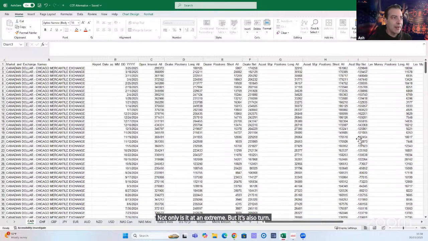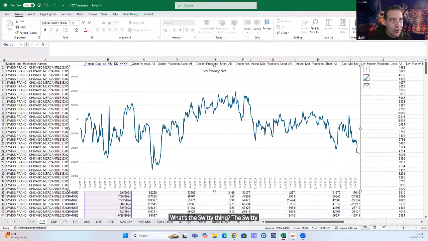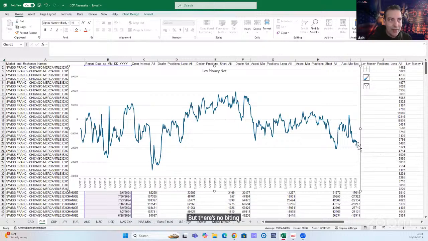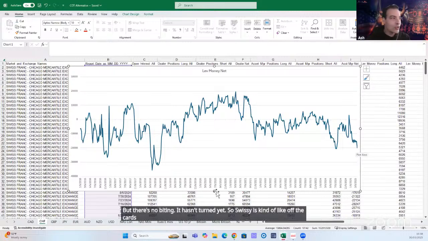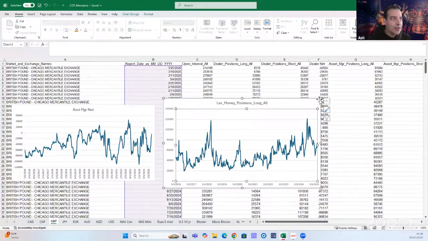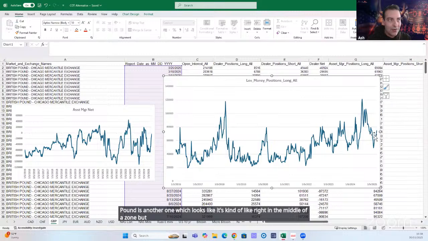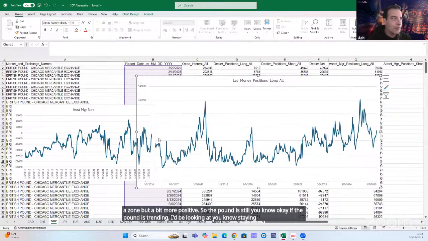What's the Swifty saying? The Swifty is also at an extreme. So I wouldn't be going short anymore on the Swifty because we're down here, but there's no buy signal. It hasn't turned yet. So Swifty is kind of off the cards, but maybe on the buying watch list. Pound is another one which looks like it's right in the middle of a zone, but a bit more positive. So the pound is still okay. If the pound is trending, I'd be looking at staying with that trend. That was a bit of a buy.